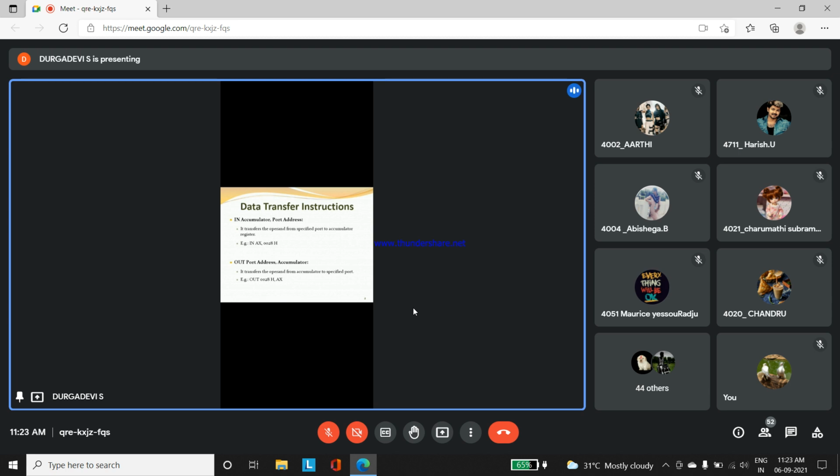Okay. Is it clear here? In the IN and OUT instructions, we should definitely use the accumulator AX only. We cannot use any other register. You cannot use DX, BX, CX and all.